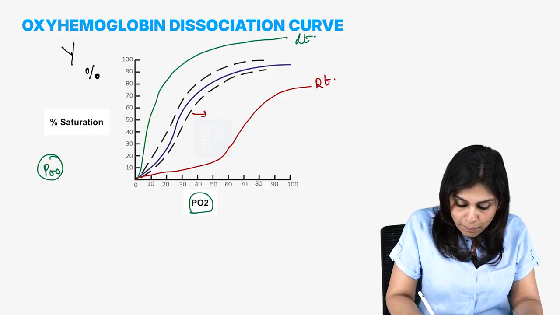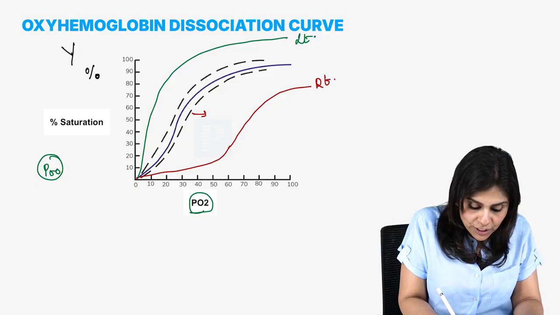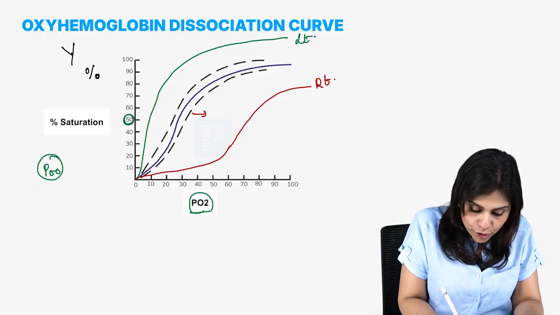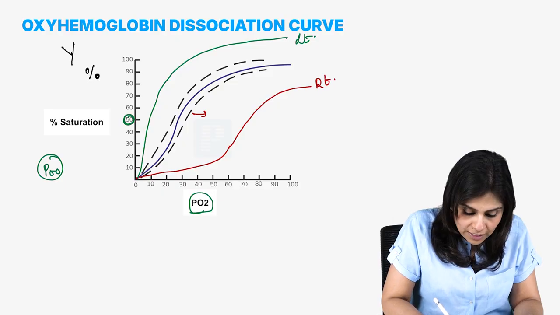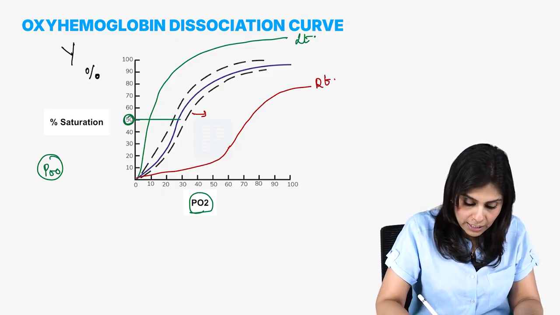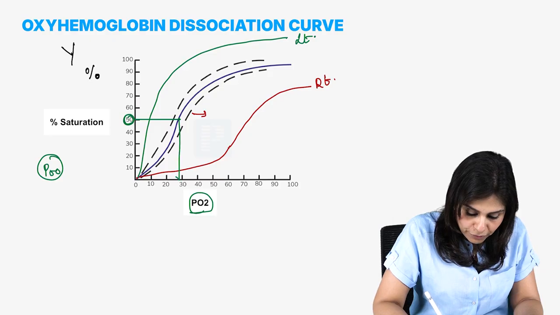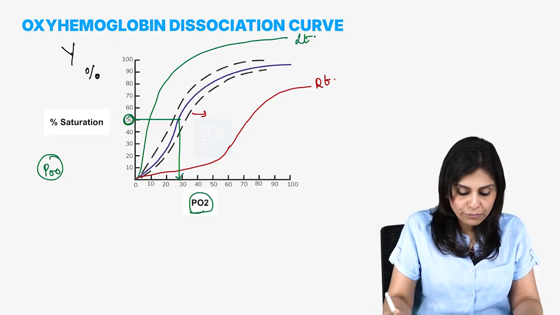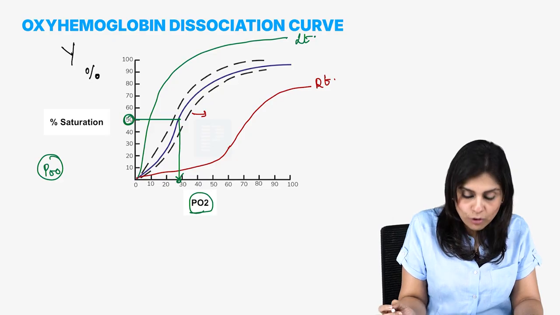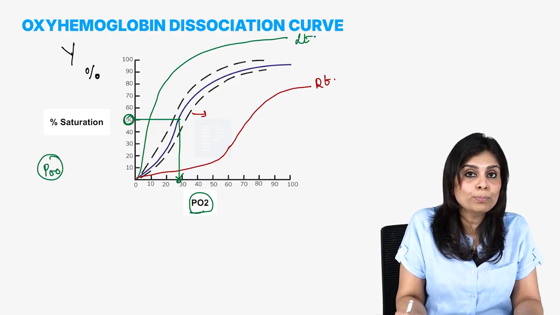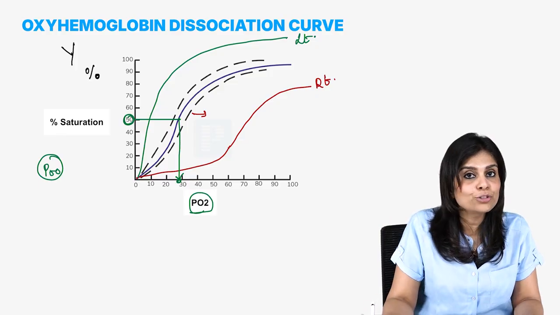P50 is the partial pressure of oxygen at which it is 50% saturated. So if this is the normal curve, this will be the P50. So what is P50? P50 is the partial pressure of oxygen at which the hemoglobin is 50% saturated.